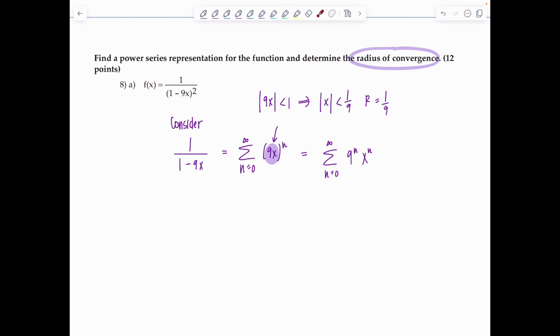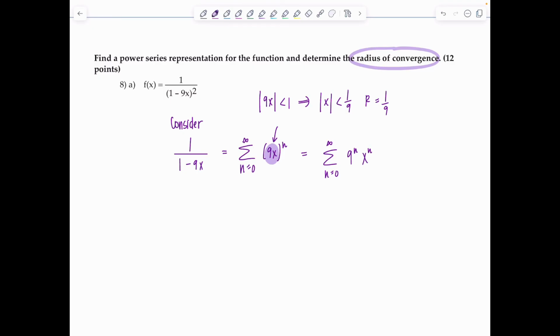Okay, now I'm looking. My function has (1 minus 9x) squared in the bottom. So how am I going to make that happen? As I mentioned in that other video, never square an infinite series. It's never the answer to your problems, okay? Maybe down the road in some very advanced math class, you'll need to do it, but not here, I promise. How do you get the degree higher? You're going to differentiate.